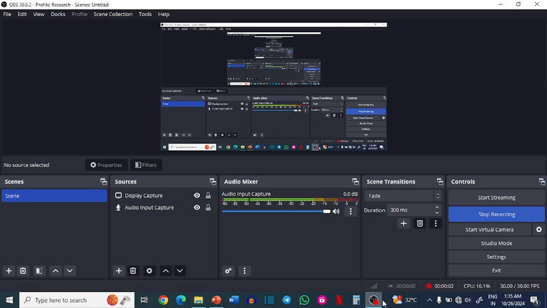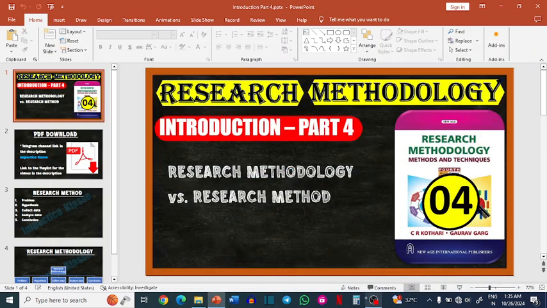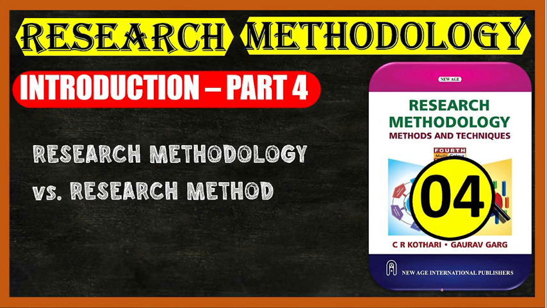Welcome everyone. Today we will continue with our series on research methodology. This course has been guided by the book Research Methodology written by C.R. Kothari and Gaurav Garg. We are doing the first chapter, Introduction, part 4.